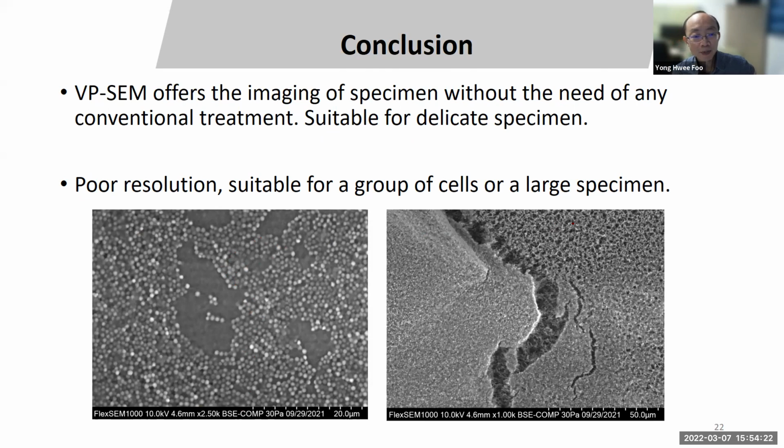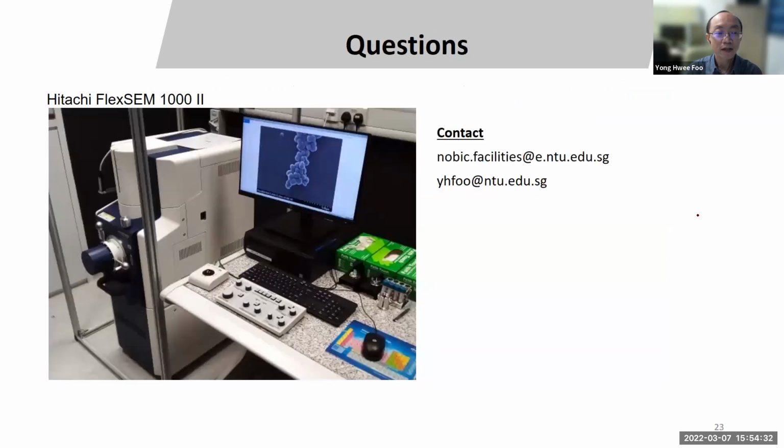If you have samples that do not require very high resolution imaging, you could consider using the VP SEM in our facility. And lastly, if you wish to use the VP SEM, please contact either the NOBIC or you can just email me directly.